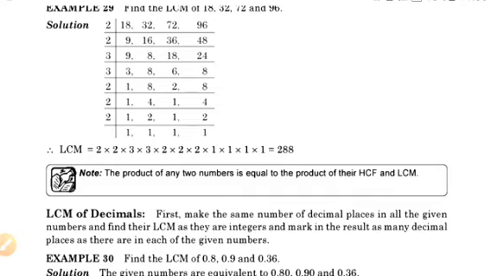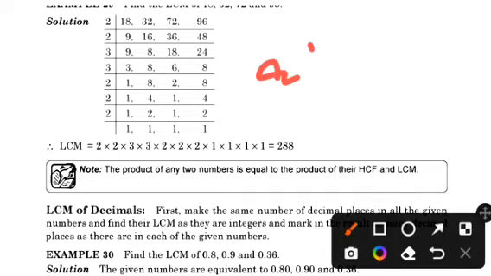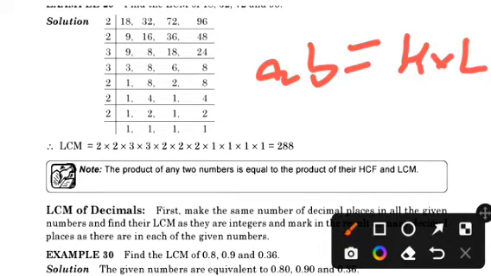This is an important MCQ and an important note for all of you to have in your notebooks. The product of any two numbers will be equal to the product of their HCF and LCM. What does it mean? If we have two numbers A and B, the product of these two numbers will be equal to the product of their highest common factor and lowest common multiple. That is, if we find the HCF and LCM of these two numbers and multiply them, it will give the product of these two numbers.